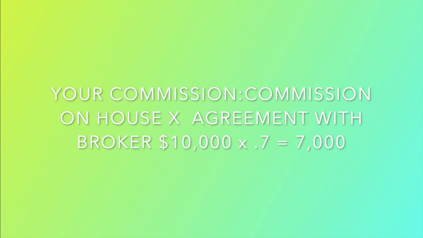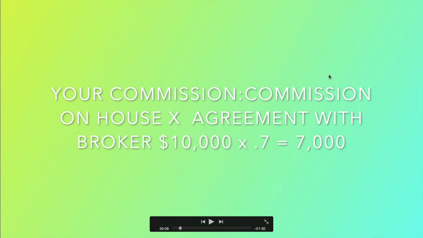When you're calculating your own commission, you're going to take the amount of the total commission and multiply it by your percentage, based on your agreement with your broker. So again, your commission is the commission on the house times the agreement with your broker. What you and your broker decided your split was going to be, you multiply the entire commission on the house by that, and that's how you get how much you are specifically making on the house.